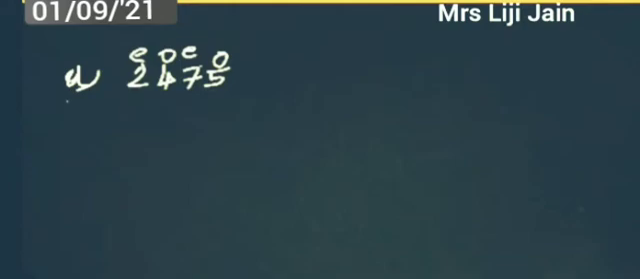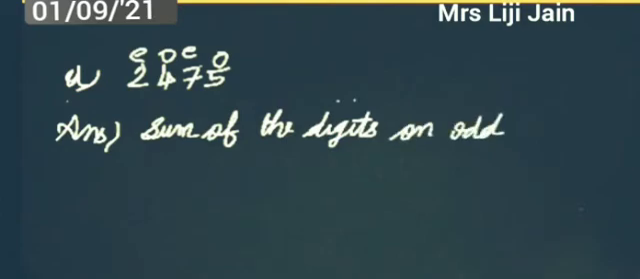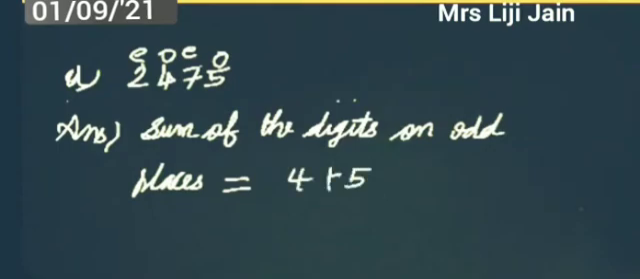Now, next what has to be done? Yes, sum of the digits on odd places minus sum of the digits on even places. Or separately we can do it. Find out the sum of the digits on odd places. What is it? 4 plus 5 is equal to 9, isn't it?